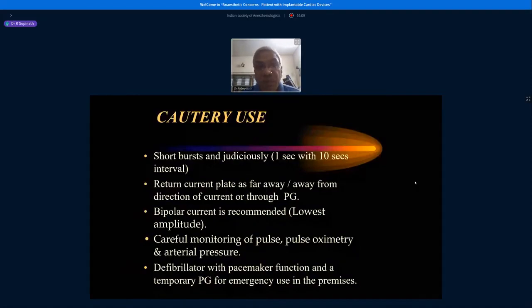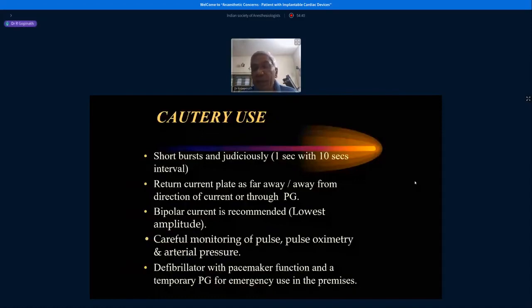Generally, this is not a problem for us because, like I said, even in children it is kept in the anterior abdominal wall, or in adults it is in the subclavicular area. So if you keep it on the foot or anywhere in the lower limb, then the recommended distance of more than 10 to 15 centimeters away from the pulse generator is achieved. But still, it has a much higher propensity to cause dysfunction than a bipolar. So bipolar current is what is recommended, and that too at the lowest amplitude.